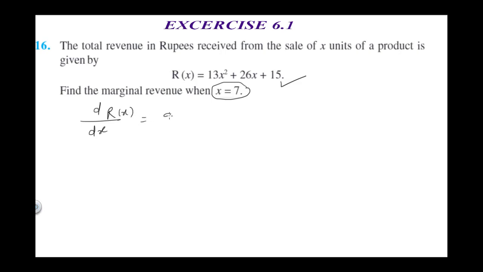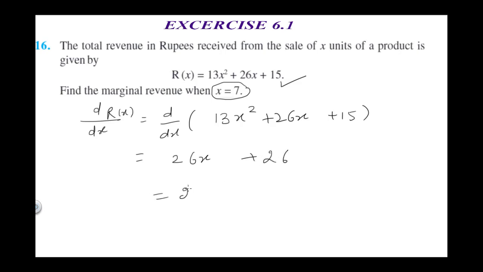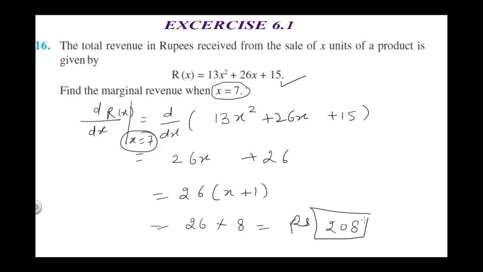d by dx of R of X, d by dx of R of X means 13x square plus 26x plus 15. Differentiating it, we get 26x plus 26. If we take 26 common, we are having x plus 1. We have to calculate at x equals 7. So putting x as 7, 26 into 8 we will get rupees 208. Clear? So this is the marginal revenue that we have.